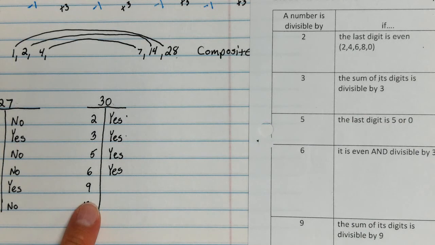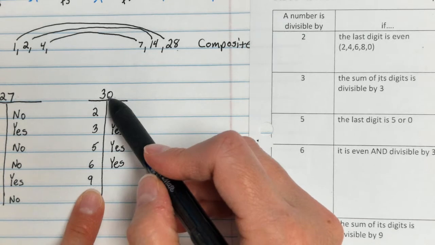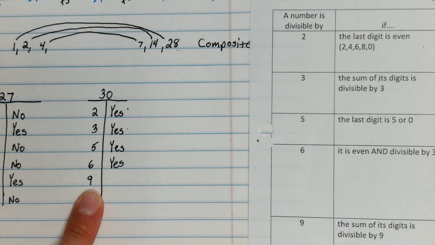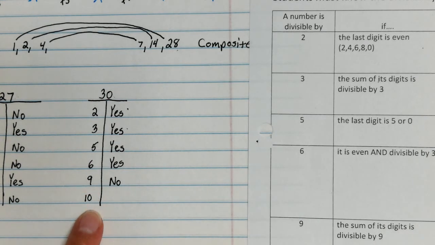All right. So now I go to 9. I add the digits together, so that's 3 plus 0, and the answer is 3. Can I multiply 9 times a number and get 3? No. So it is not divisible by 9. 9 is not a factor of 30.